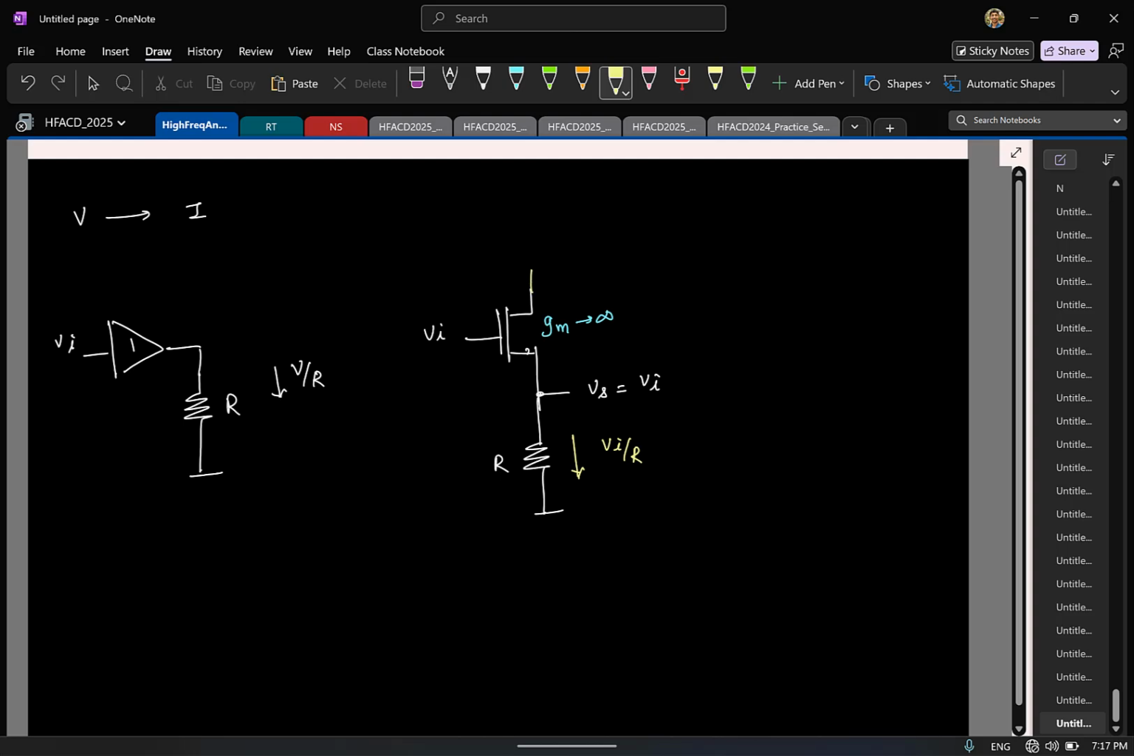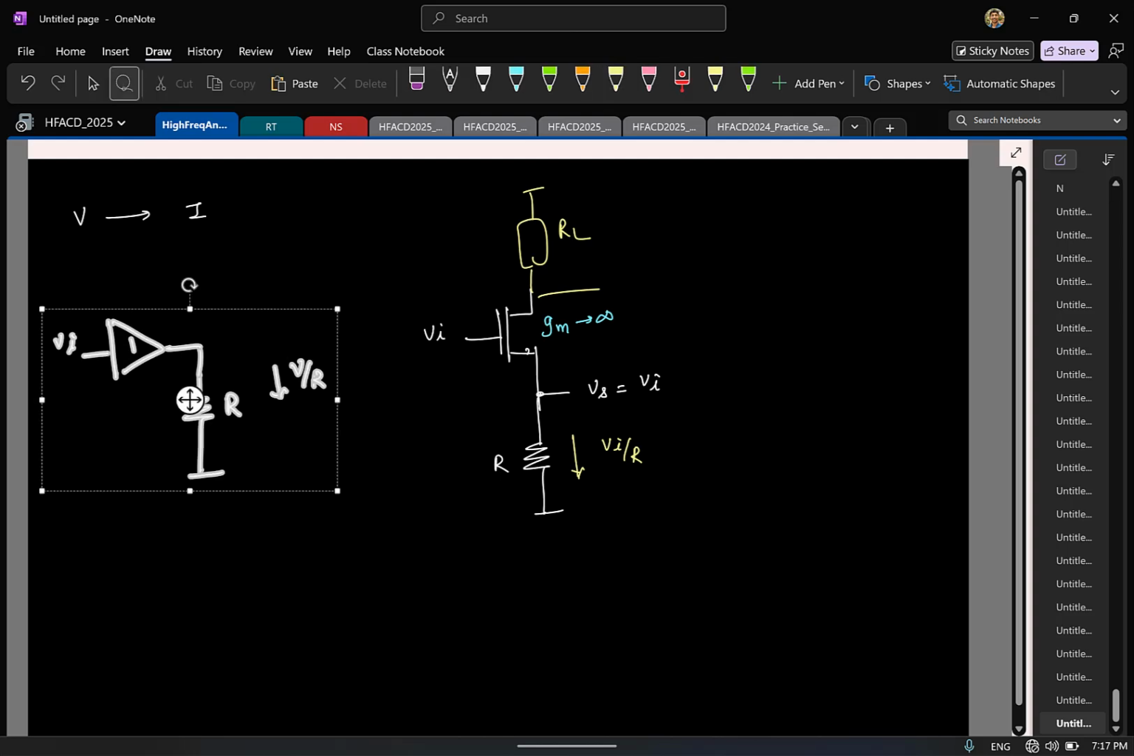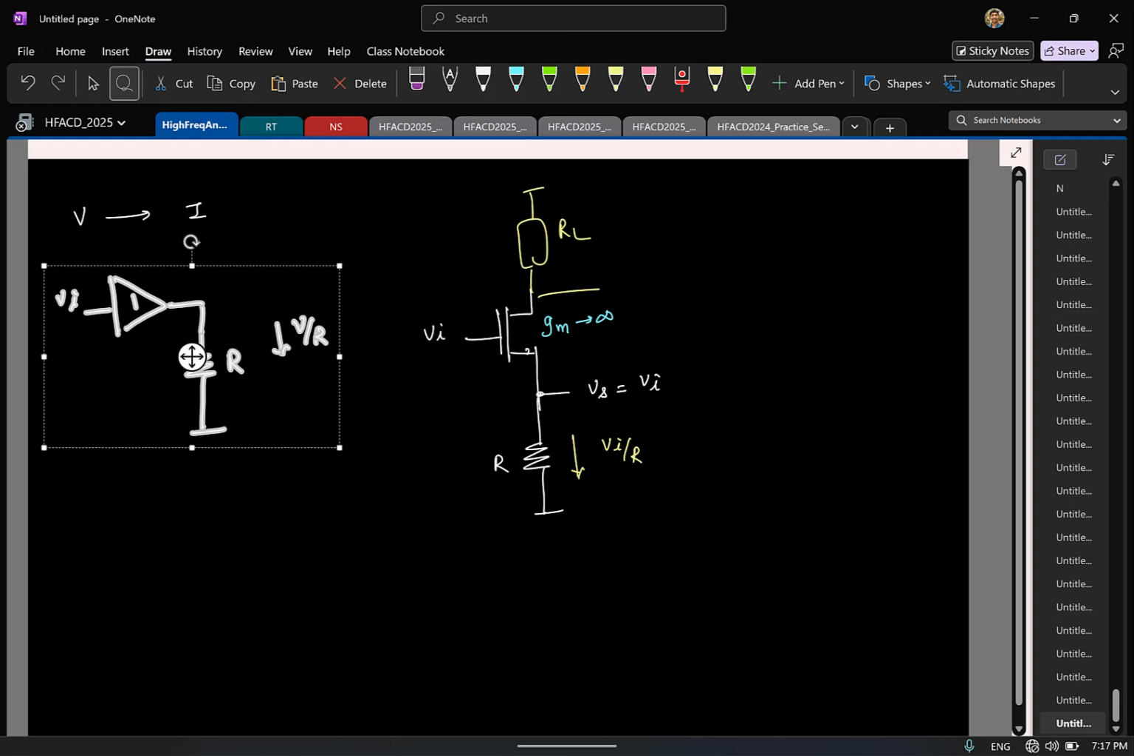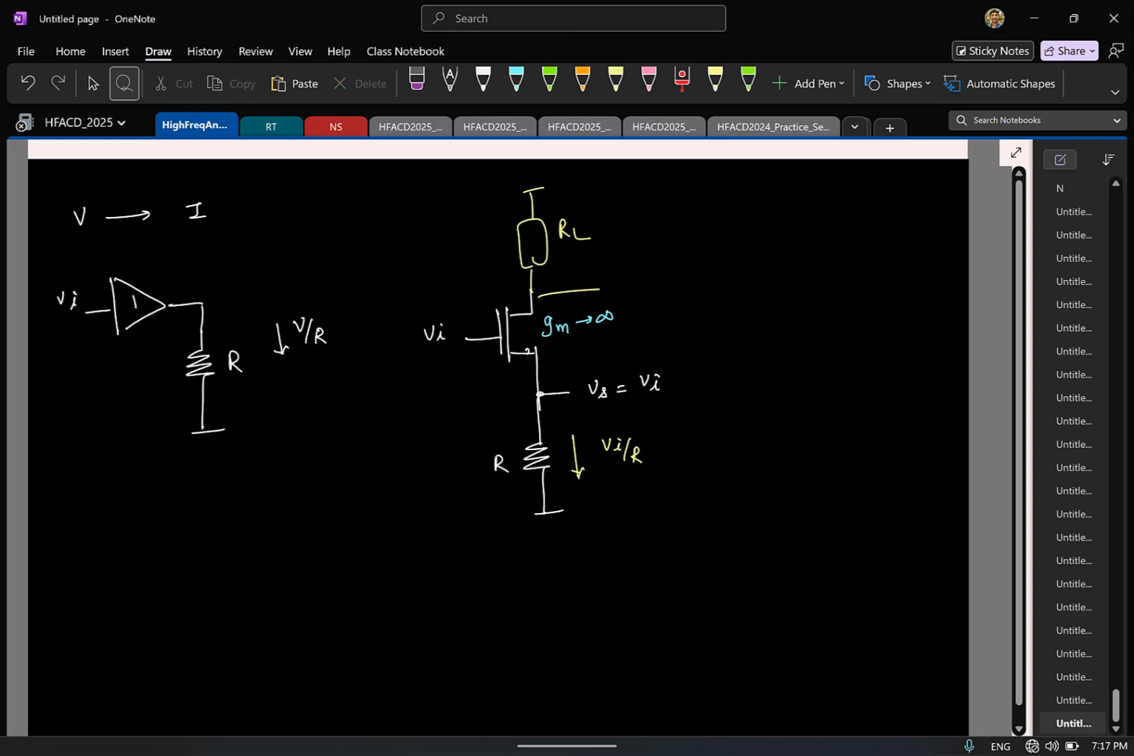Now we can take the current from here, pass it through the load you want, and get the required amplification. This is assuming infinite GM, but if the GM is not infinity, let's quickly see what will happen. I'm sure you know this, but let's draw it here. Let us say the GM is not infinity. Then what can you say about this voltage? GM times R by 1 plus GM R times Vi.